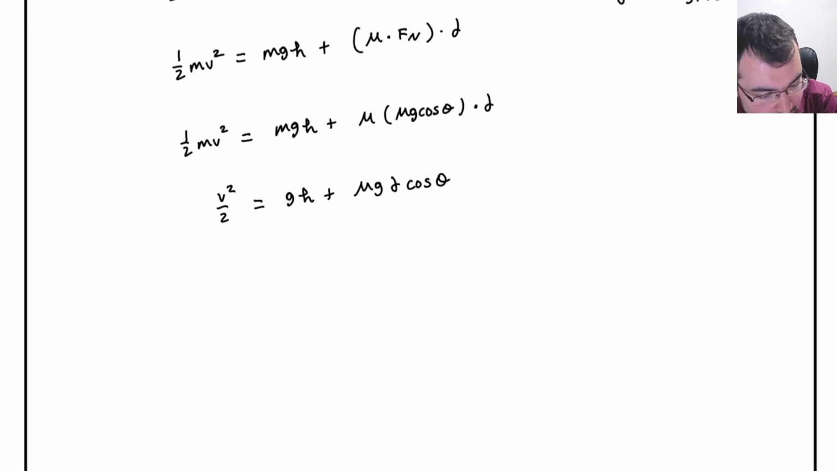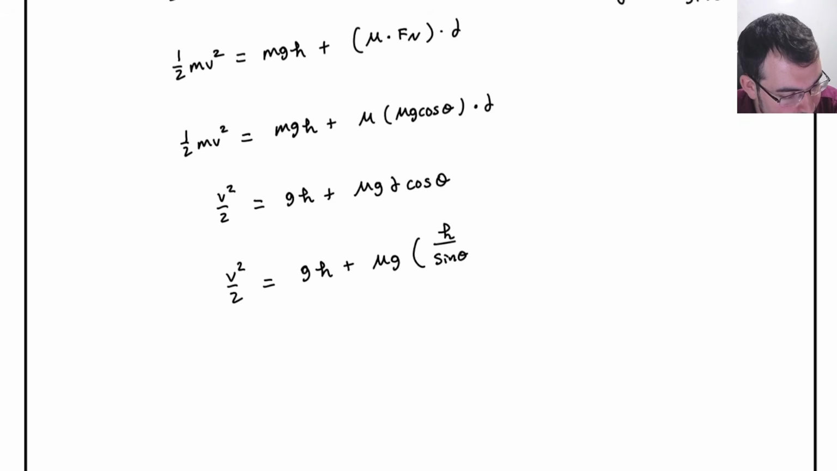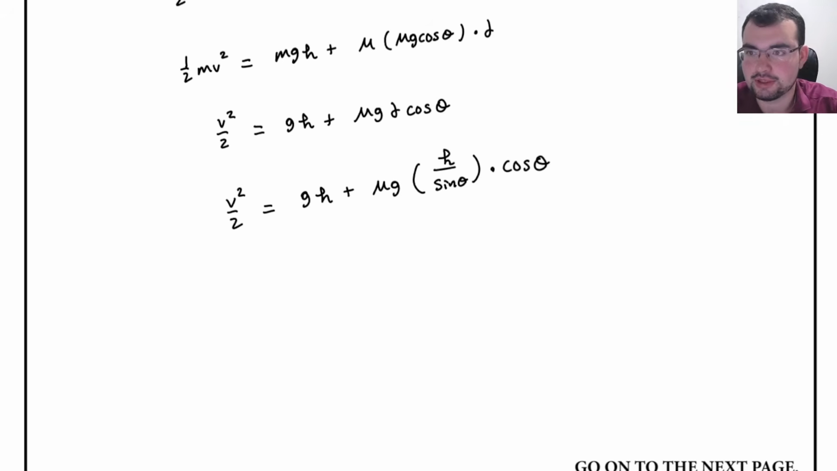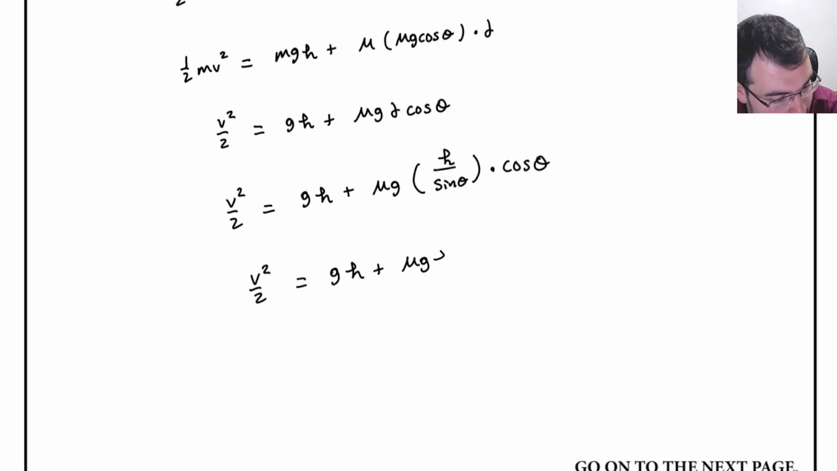So we can just plug in. So you get v squared over 2 equals gh plus mu g h divided by sine theta times cosine theta. So something interesting is going to happen with trig functions there. So we get v squared over 2 equals gh plus mu gh. Cosine divided by sine is cotangent.